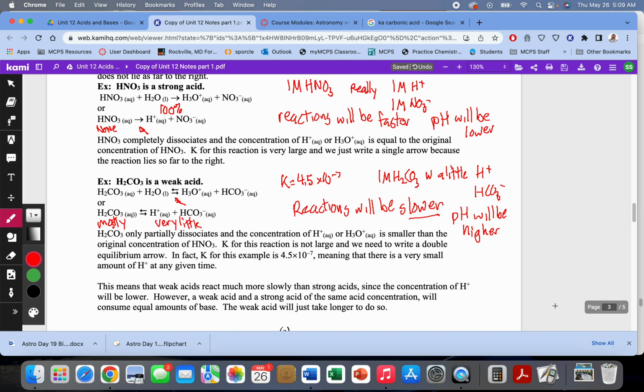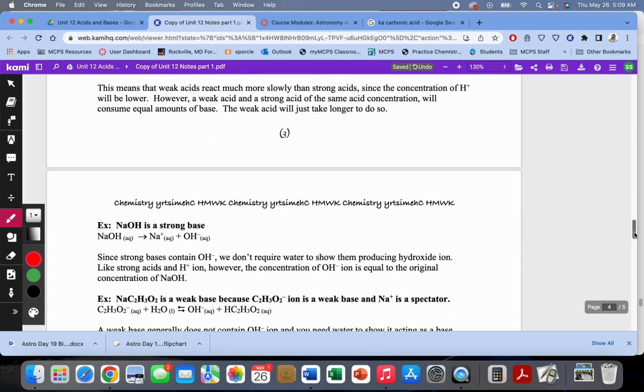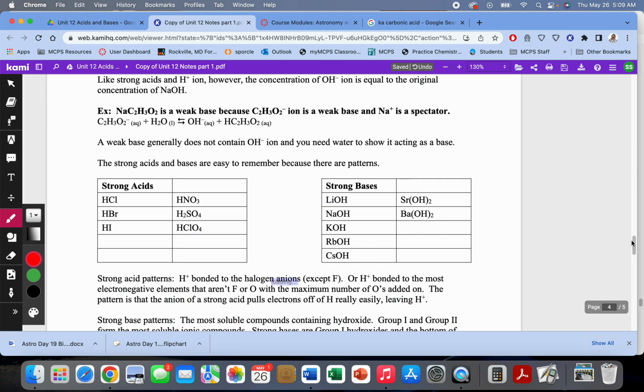Now, how do you know what things are strong and what things are weak? Well, there are lists, and here are lists. A list of strong acids and a list of strong bases. And if you were to look at this, you can see some patterns in this. You'll notice that these are all halogens, right? And so halogens are so electronegative that they pull electrons off of H+. The exception is F.